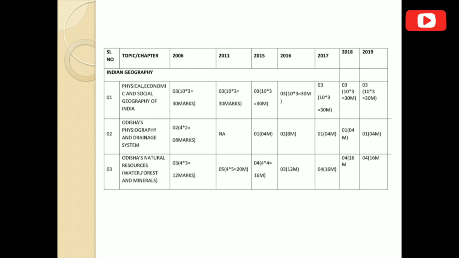Categorically, in Indian geography you have economic, social, and physical geography. If you come to Odisha geography, it is physical geography and energy system, and second, natural resources, including water, forest, and minerals. These are some fixed areas where questions come regularly, every year, in every civil service examination of OS. This year, similarly, you have three questions from physical economy and economic social geography. On Odisha physical drainage system, you have one question, and on Odisha natural resources, there are four questions.